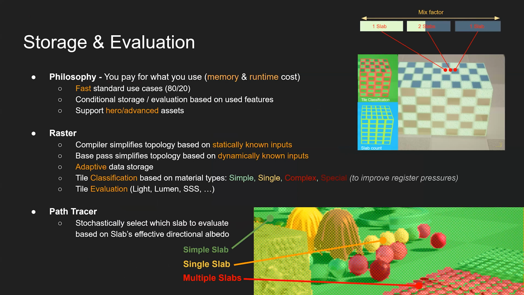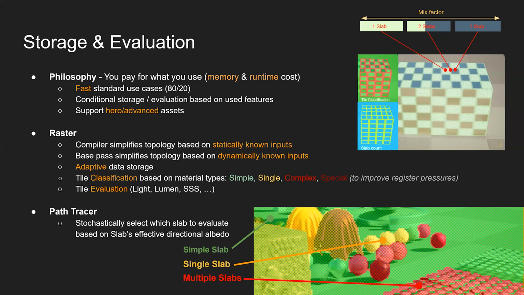So if you have a simple material, you should not allocate too much memory to store that material, or you shouldn't run the complex shader to evaluate that material. So that's why it should always adapt to what you have. But you should have a fast path for the console, but also Hero Advanced material should work out of the box.